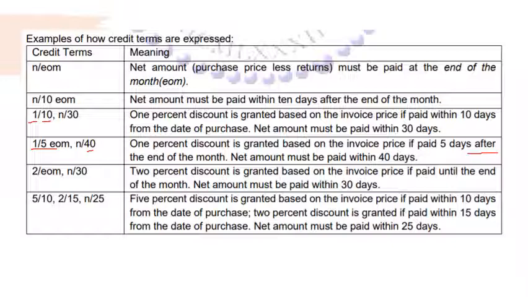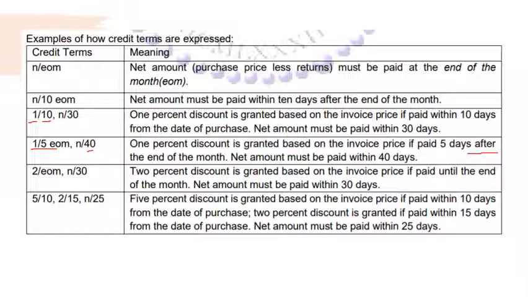Then the next one is 2 over EOM and 30. That's a 2% discount if the invoice price is paid until the end of the month. So our discount period here is the EOM. That's 2 over EOM. You get a 2% discount if you pay at the end of this month. So that's September 30.